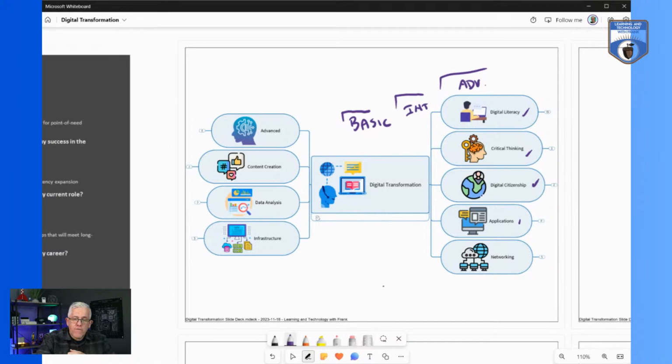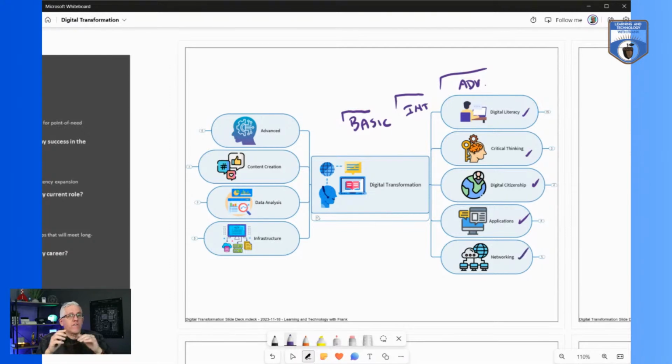The various different applications. This is often where people will go first when they think about digital transformation. They'll think, oh, I'm going to learn how to use Excel, or I'm going to learn how to use PowerPoint. And those skills are absolutely critical. However, as you can see from this mind map, there's so much more than just learning an application and calling that digital transformation.